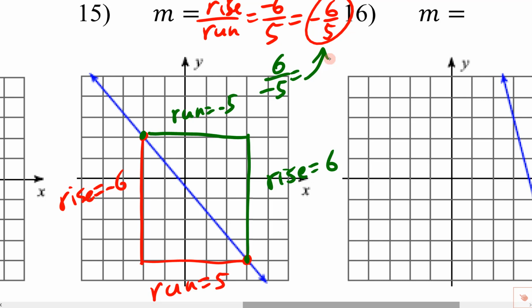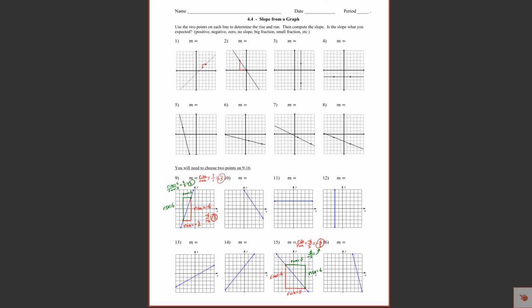Okay, that's what the assignment is like. It's got these different types of problems. Again, we're finding slope from a graph. Think about that formula, rise over run. Think about what the definition of slope is and things like that. Really good stuff. Got to make sure you remember it.